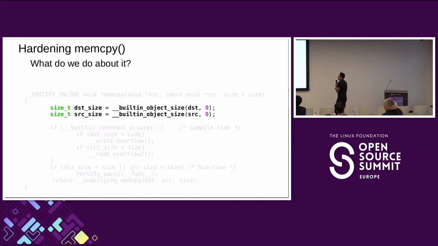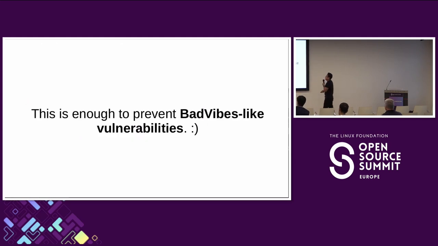Well, the solution is simple, right? Instead of using __builtin_object_size in mode 0, we use __builtin_object_size in mode 1, and with that we ensure that in this same scenario, instead of returning the size from the beginning of the array to the end of the outer structure, now it's going to return the actual size of the array, right? So with this change, this type of vulnerabilities are prevented. So life is beautiful, right?